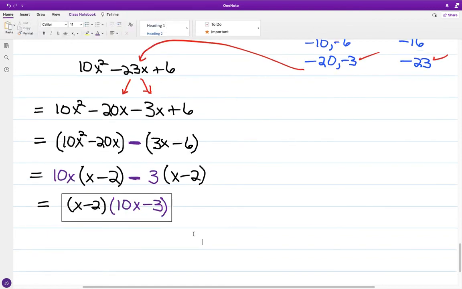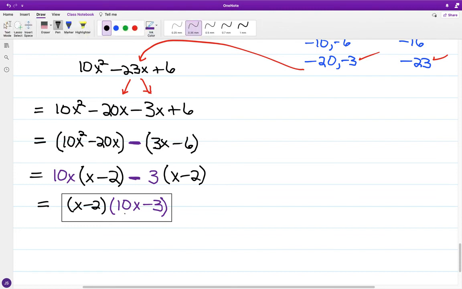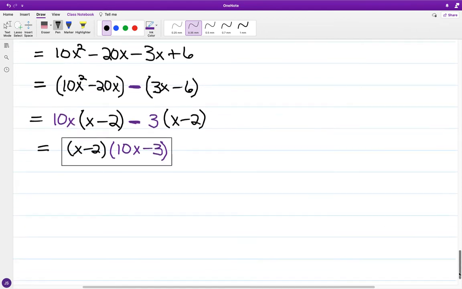So those would be the factors in this case. And you can, again, double check. x times 10x is 10x squared. And we have minus 3x minus 20x, which is negative 23x, and negative 2 times negative 3 is a positive 6. All right.